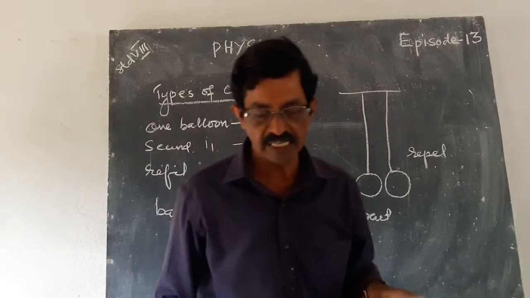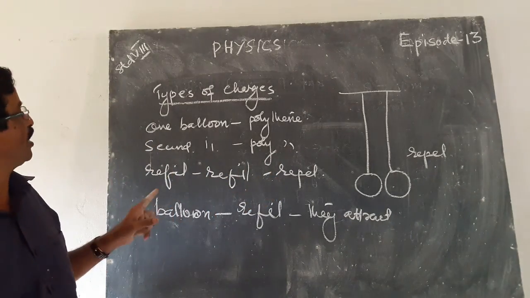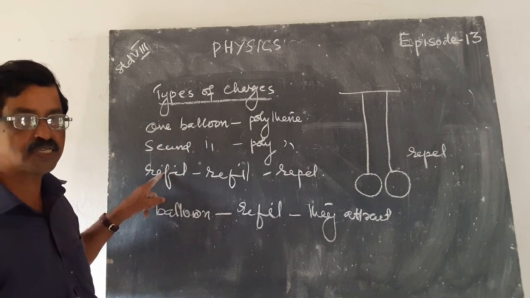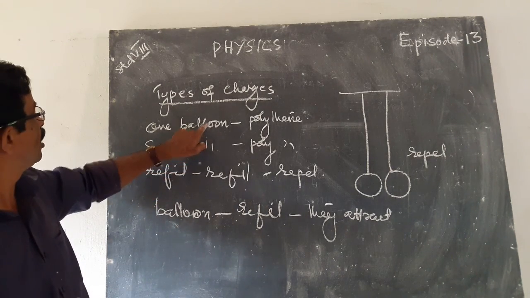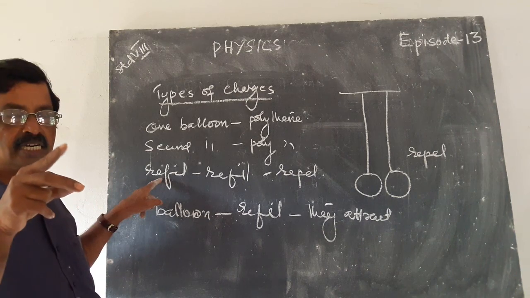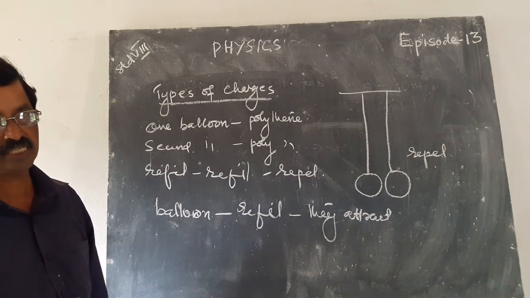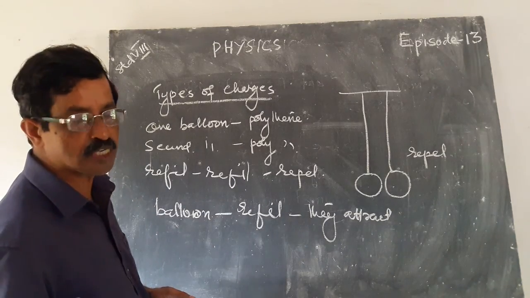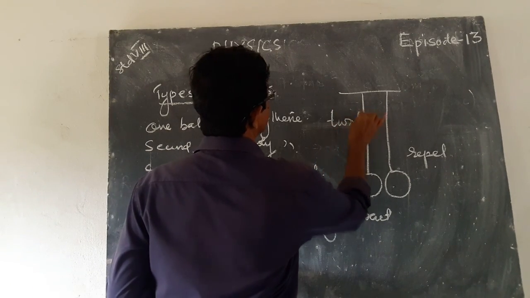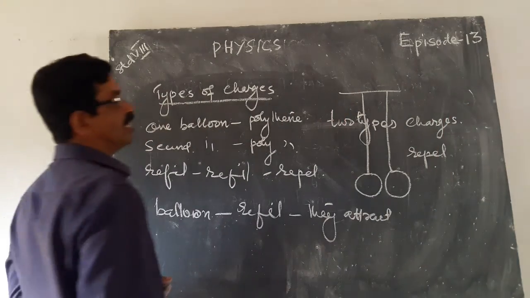From this, we can get these ideas. The charge produced in the balloon and the refill are not the same. If the charge produced in them were the same, then they would not attract. So from this observation, we get the idea that there are two types of charges. There are two types of charges.